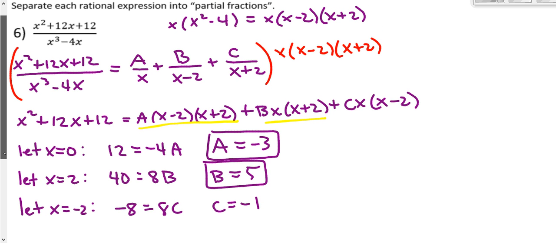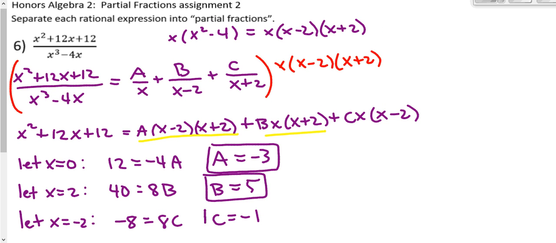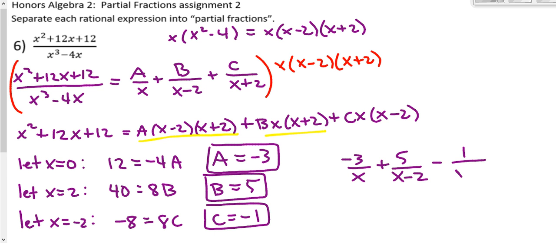Okay, so we can put those into our fractions, and we get negative 3 over x plus 5 over x minus 2 minus 1 over x plus 2. Now, on the answer key, I have them in a different order. Of course, it doesn't matter what order they're in, because addition is commutative. Okay, so that's number 6.